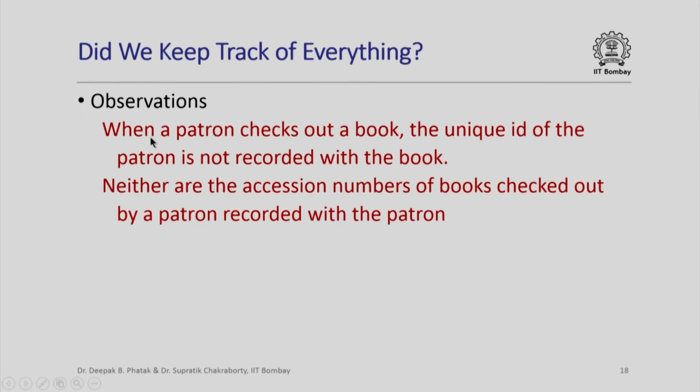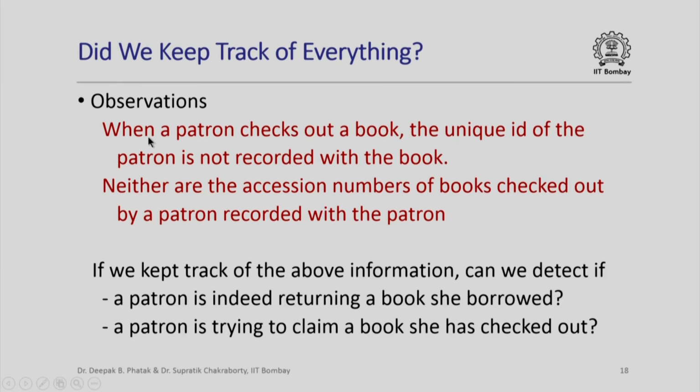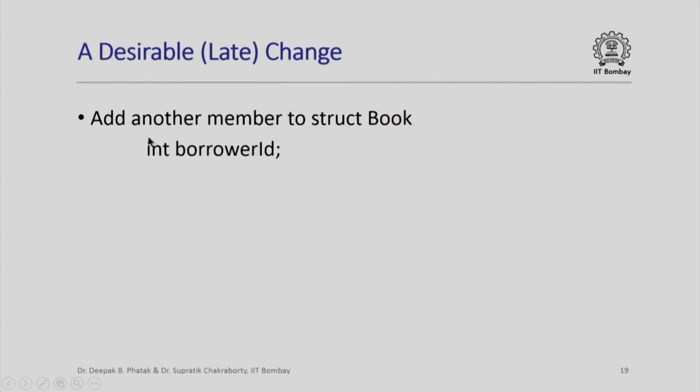So, in trying to answer why do those strange scenarios happen, one can make a few observations. When a patron checks out a book, the unique ID of the patron is never recorded with the book. Similarly, the accession numbers of the books that a patron has checked out are never recorded with the patron. So one might ask that if we kept track of the above information, can we avoid those strange scenarios that we just saw? Well, let us try to see how we would keep track of that additional information.